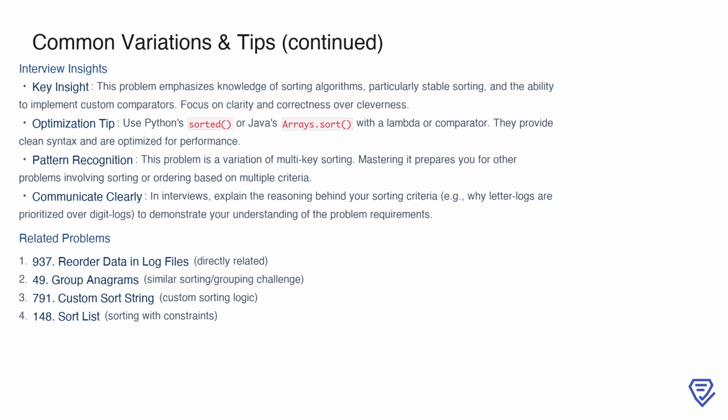This problem is a great opportunity to demonstrate your knowledge of sorting algorithms. One key insight is the emphasis on stable sorting and custom comparators. Focus on writing clear and correct logic rather than trying to overcomplicate things with clever tricks. For optimization, you can rely on Python's sorted, or Java's Arrays.sort, both of which support custom comparators or lambdas and are optimized for performance. Recognizing that this is a variation of multi-key sorting is also beneficial, as mastering this pattern can help you tackle other problems that involve sorting or ordering based on multiple criteria.